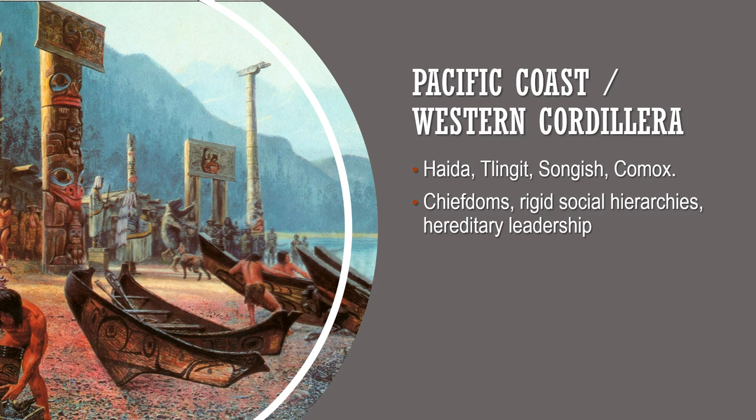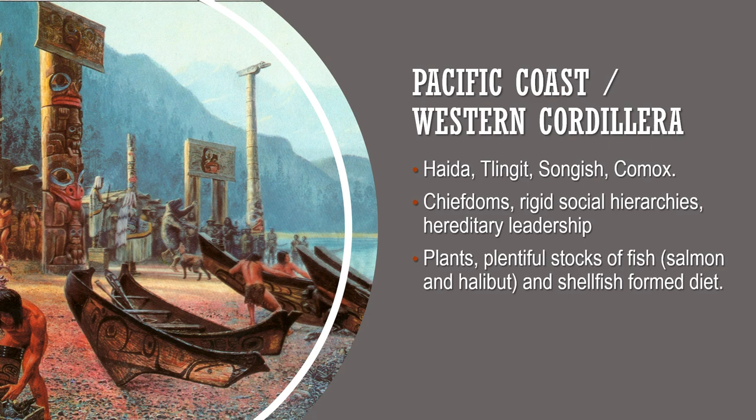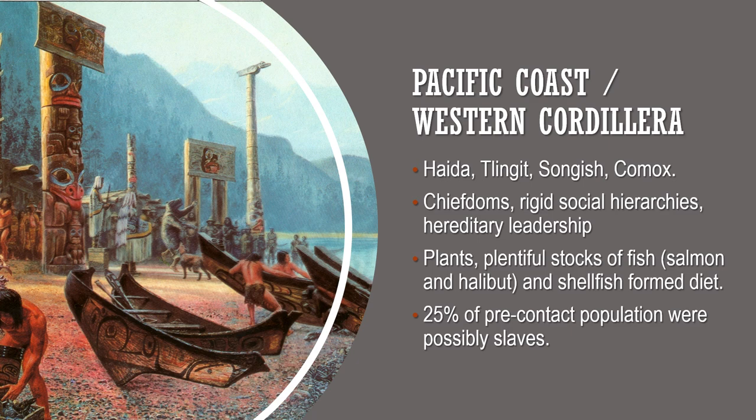The leadership was hereditary, which is very similar to what Europe would have been at the time, with kings passing on the kingship to their children and so forth. And that would have been very similar to the Haida, for example, which had chiefdoms passed as a hereditary role from generation to generation. The region, though, is absolutely abundant in food. There's lots of plants, plentiful stocks of fish, salmon and halibut, and shellfish formed an important part of the diet as well. At least 25% of the pre-contact population were slaves, and slaves formed an important part of their society.